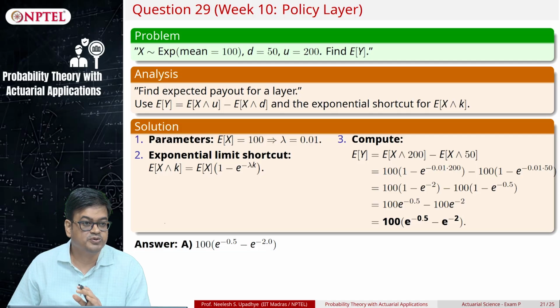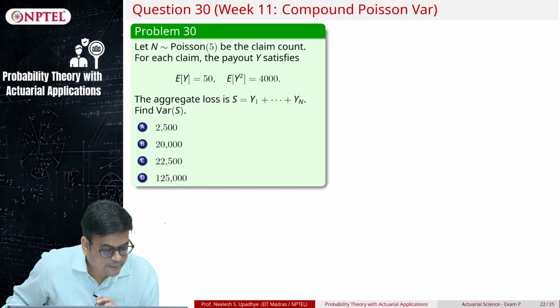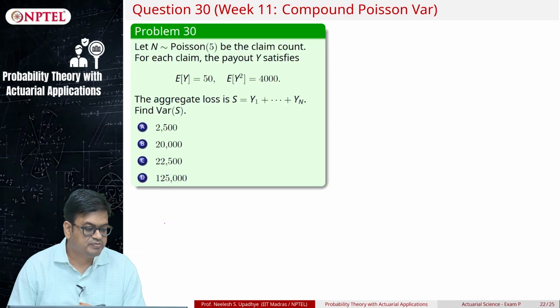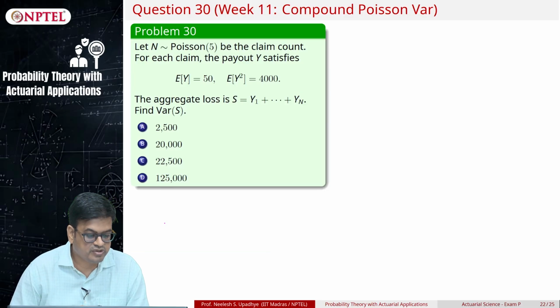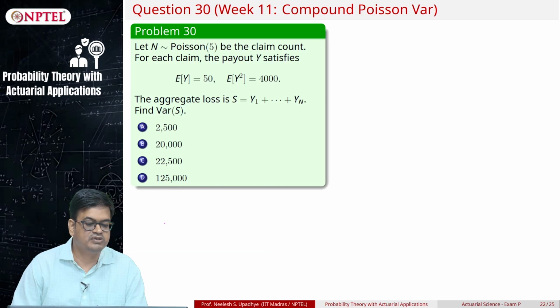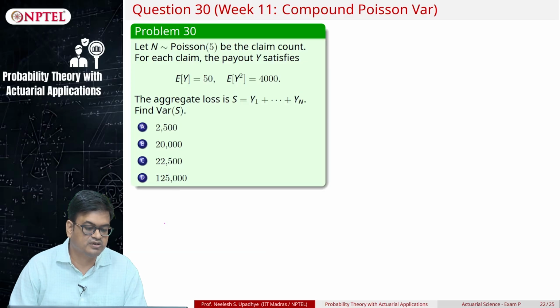Okay. Now, let us move on to the last question, which is the last part of this particular section. Here is a question: N follows Poisson with lambda equal to 5, this being the claim count, the number of claims basically, and for each claim the payout Y satisfies expected value of Y is equal to 50, expected value of Y square is equal to 4000.